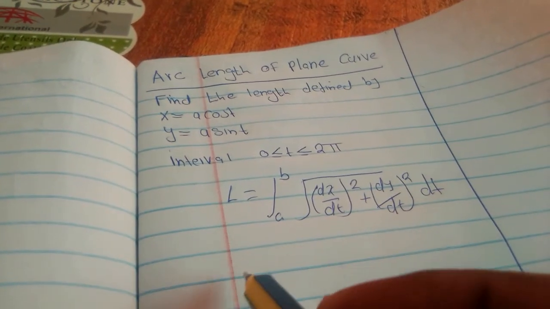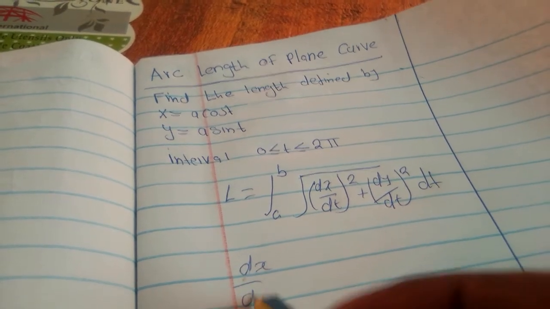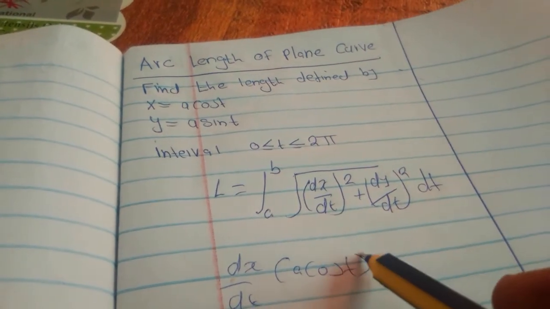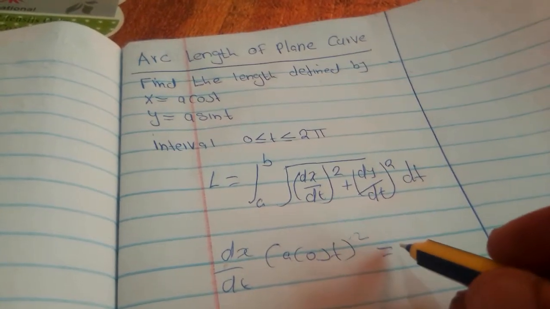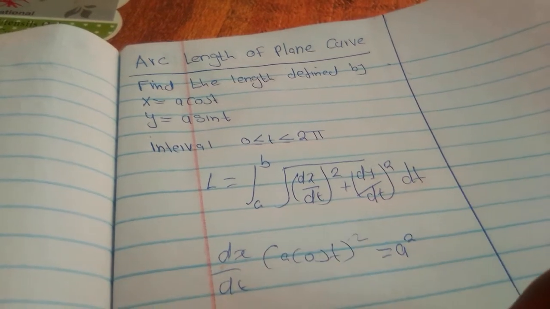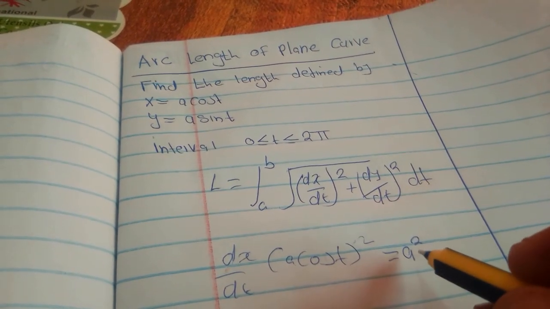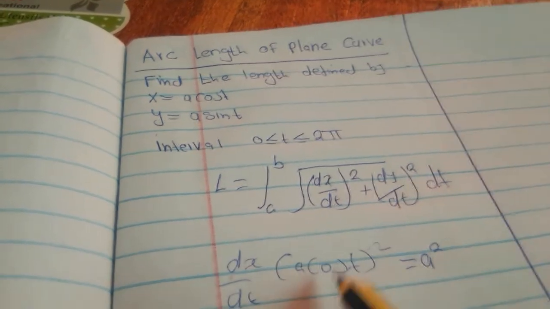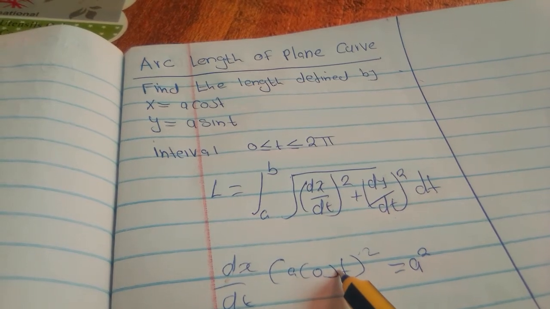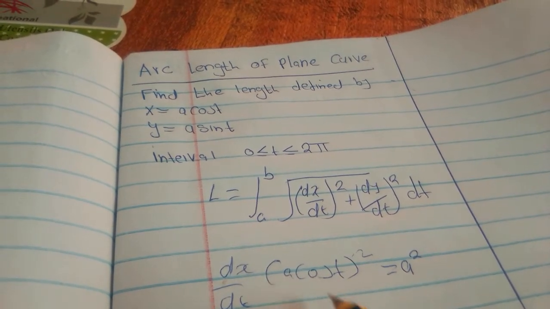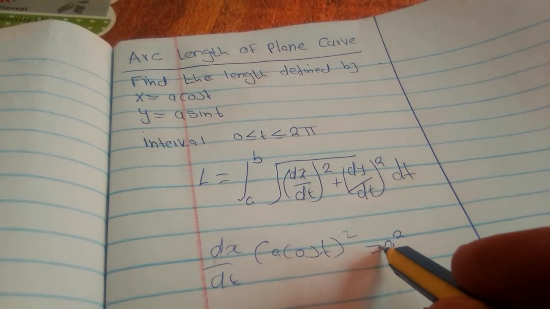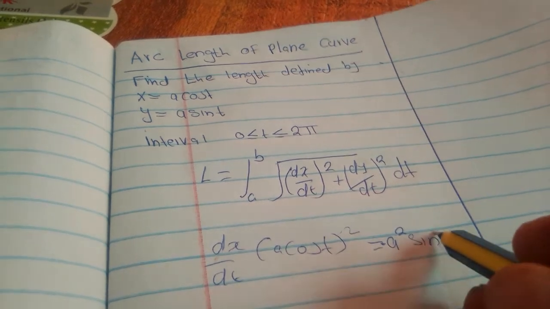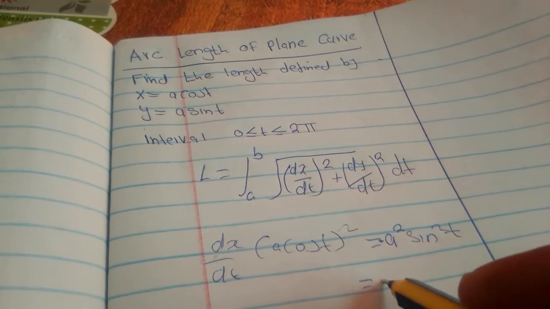So, dx over dt of a cos t, then you square. So for this one, we are going to get a squared, then when we get cos t, we are going to get negative sin t. So that means this one is negative a squared sin squared t.